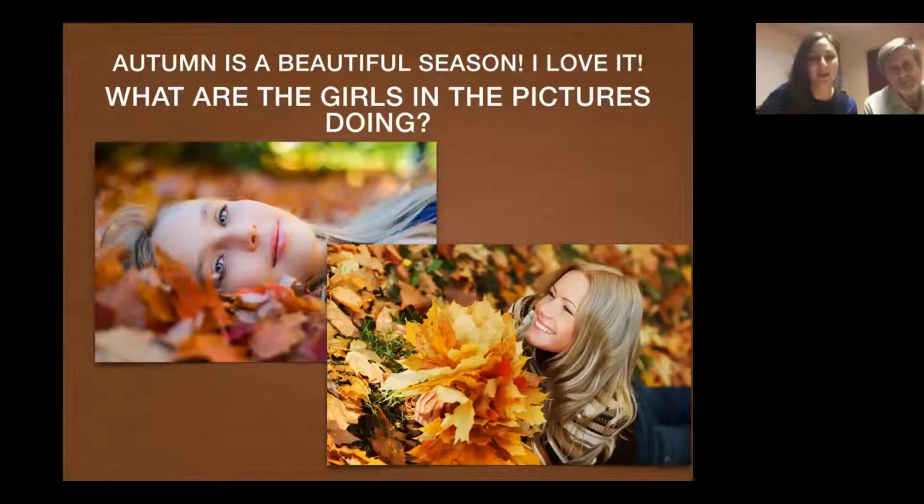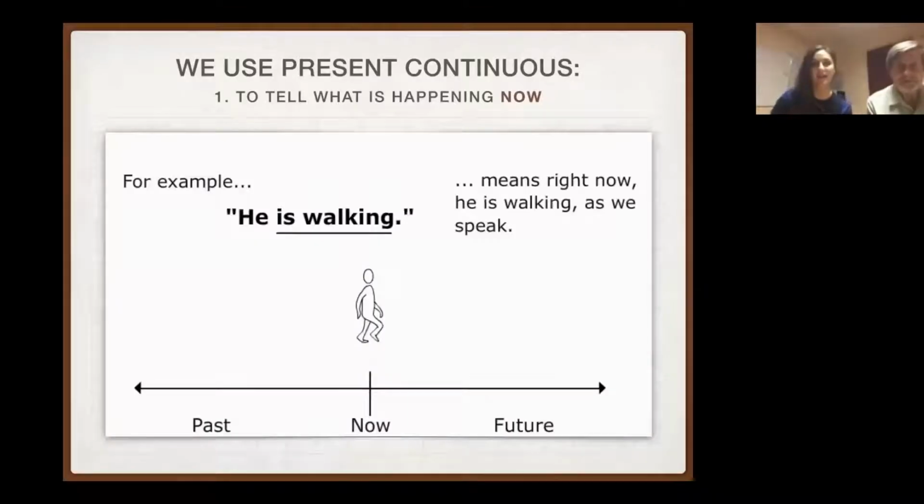So we are moving to the next slide, and we use present continuous, first of all, to tell what is happening now at the moment of speaking. The pictures illustrated it, but we also want to say that in the slide, it shows that the action is in the process of happening, and it's happening at the moment of speaking, which means right now he is walking as we speak about him. Correct.